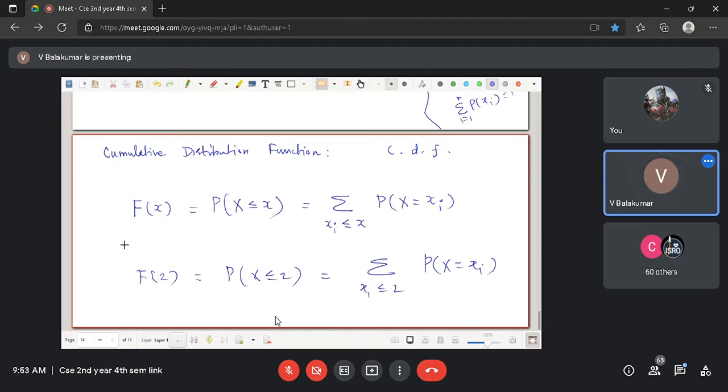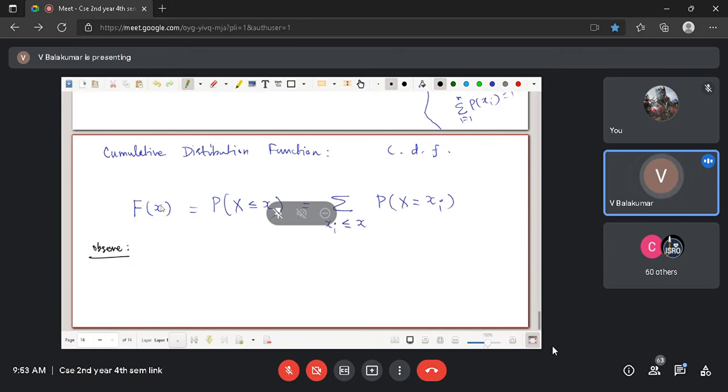Okay. This is called the cumulative distribution function. This is a notation, capital F of x. This is a definition. We can observe a few more things from here. You need not write only like this. You can write F of x is actually the summation over xi less than or equal to x. Instead of this p, you can write f of xi. That also is correct. We are using them synonymously.